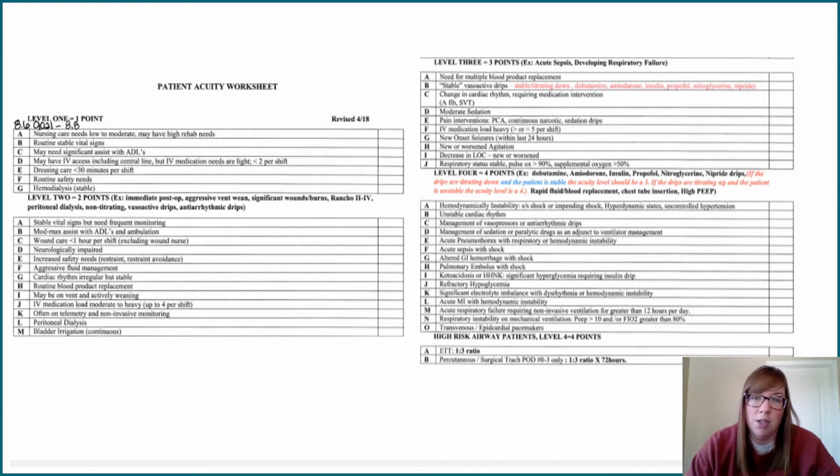There are exceptions. If you have a patient who has an ET tube, you automatically qualify for a 3-to-1 staffing level, as well as if you have a patient who just had a trach surgically placed within the last 72 hours.